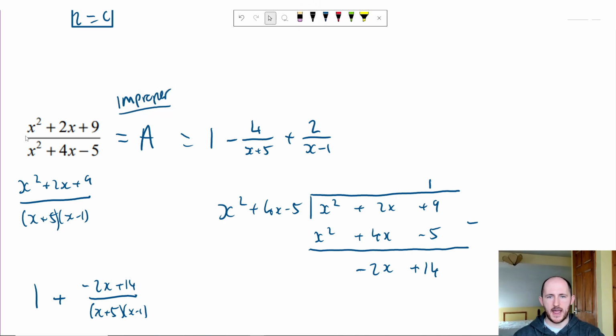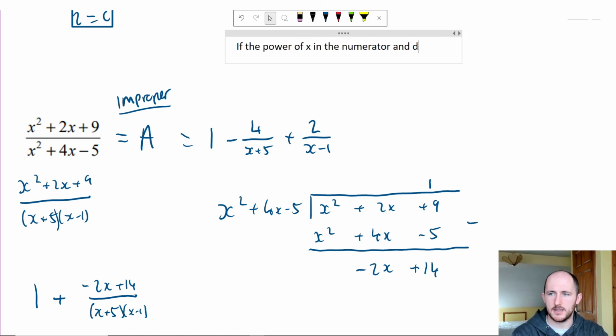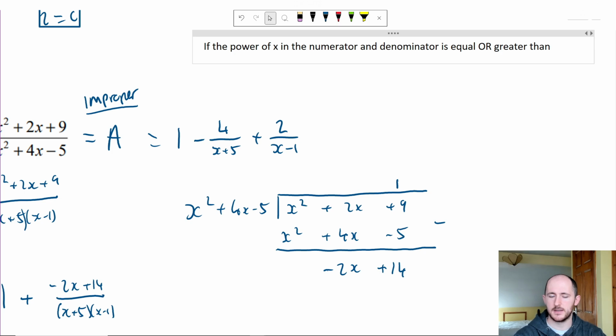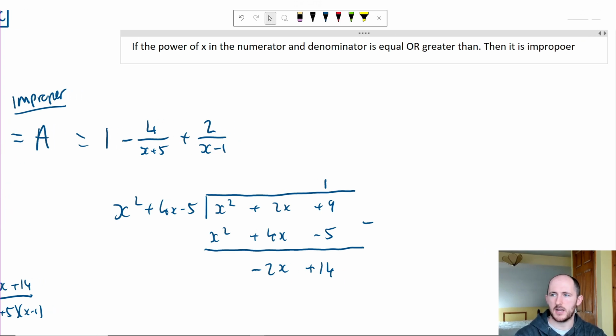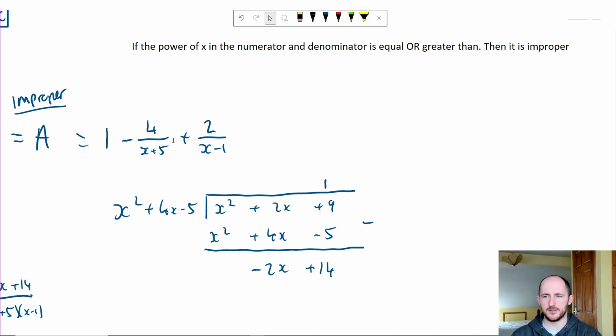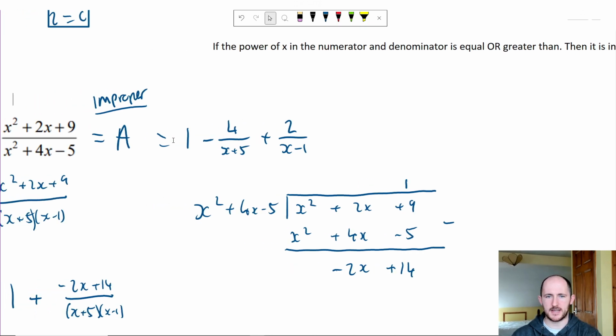One other thing to know about this as well is how to tell if it's improper. If the power of x in the numerator and denominator is equal or greater than, then it's improper. Whoops. Then it is improper. I just realised I've started a sentence with then, which is very illegal. Good thing I'm not an English teacher, because that would be dreadful.